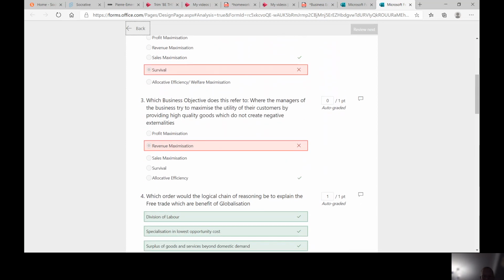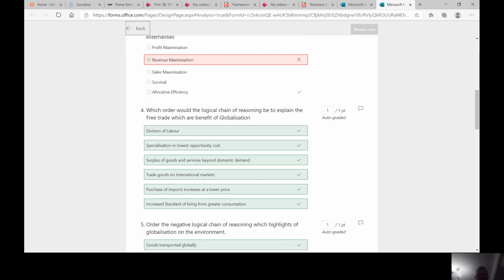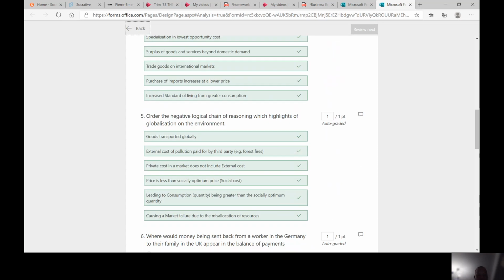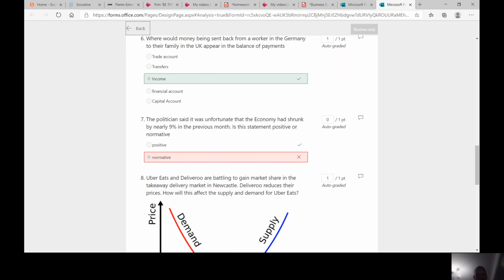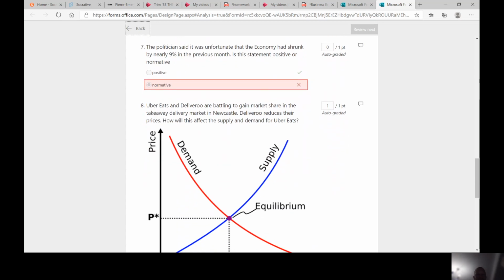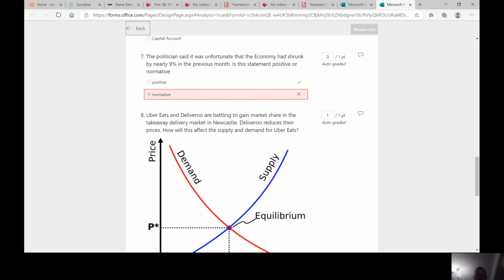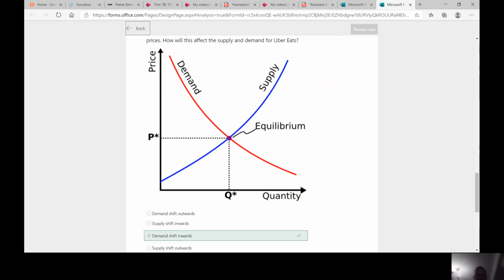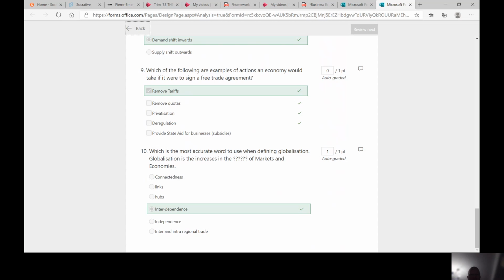Managers try to maximize the utility of their customers by providing higher quality goods, which don't create negative externalities, would be allocative efficiency. So this isn't about creating value for themselves. This is about looking after their customers and giving them a good service. Logical chain of reasoning this time are both perfect. Money being sent back, again, that was well done the second time. That was done incorrect the second time. And demand shifting inwards.